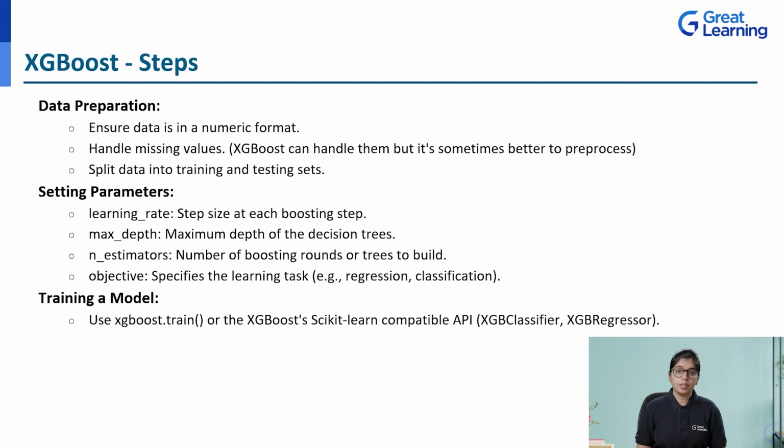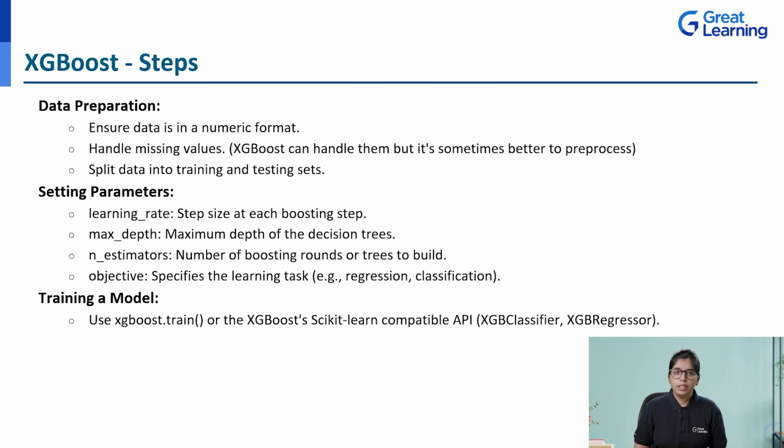The second one is setting parameters. You can see four pointers here. First is the learning rate, which is the step size at each boosting step. Max depth is the maximum depth of the decision tree. Whenever we create a decision tree, how much depth you want is defined by the maximum depth. Estimators is the number of boosting rounds or trees to build. Maximum depth is the height of the tree, but estimators is how many boosting rounds, or how many trees, you want to build. Then the objective specifies the learning task, for example regression or classification.